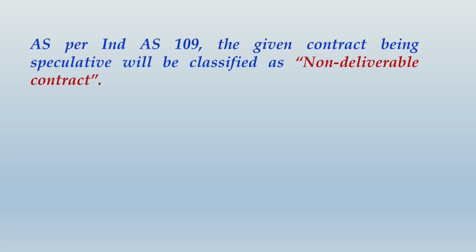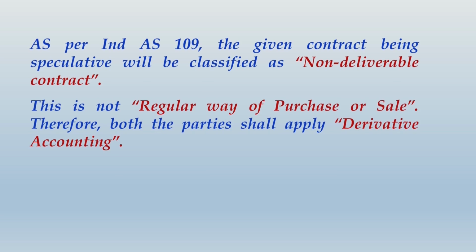Friends, in your solution, you would first write a note that as per Ind AS 109, the given contract, being speculative, will be classified as a non-deliverable contract. This is not a regular way of purchase or sale. Therefore, both the parties shall apply derivative accounting. Write this up quickly and then we shall proceed ahead.